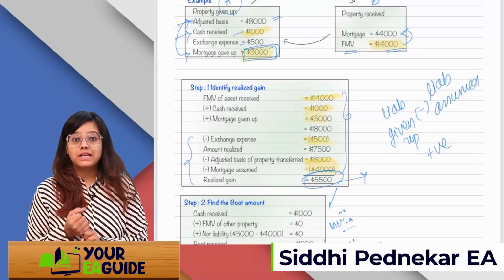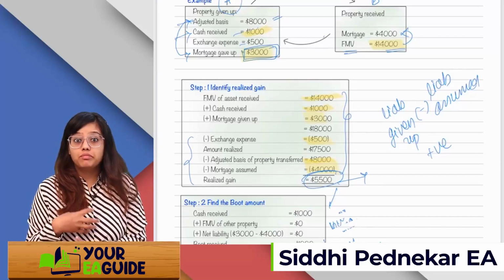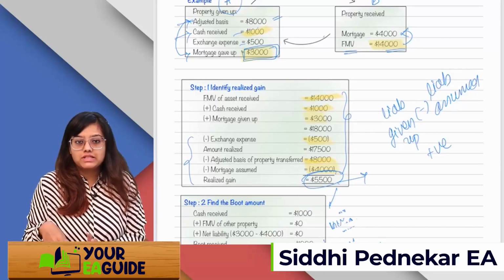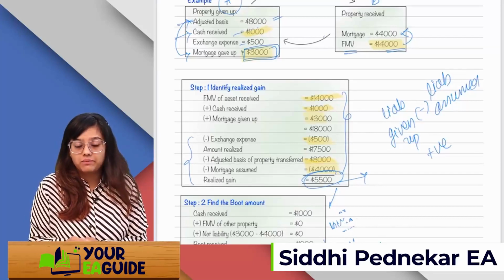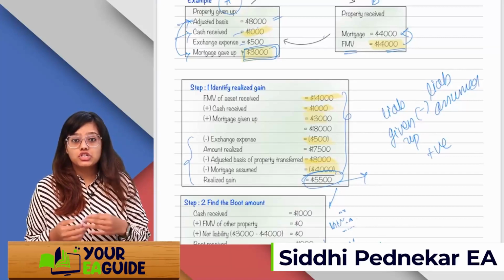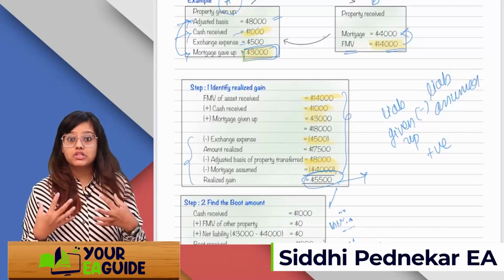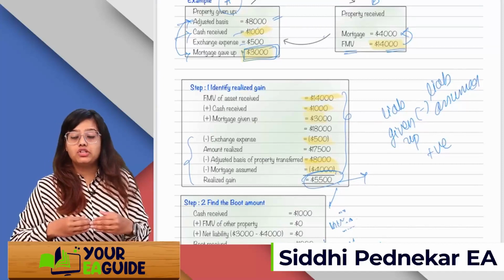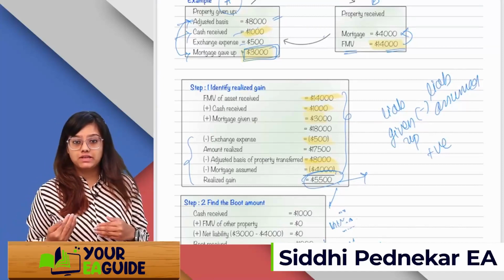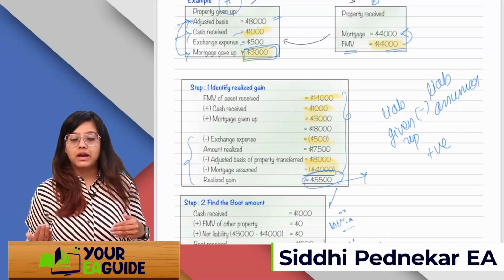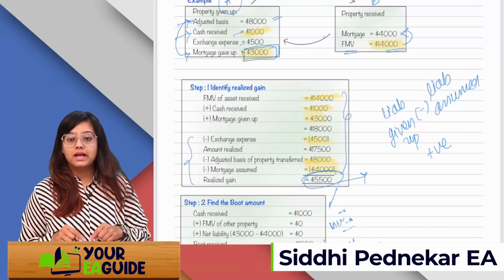You will reduce exchange expenses. If you have paid the exchange expense from your pocket, you will reduce that. If there is a mortgage assumed by you, meaning you are assuming the mortgage of the other property which you are receiving, you will reduce that. So this will be your total realized gain.